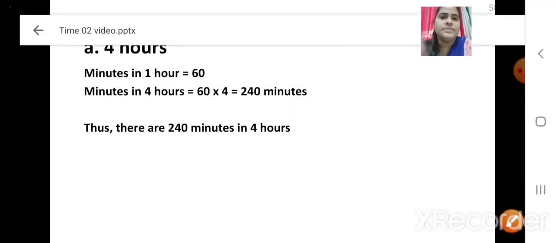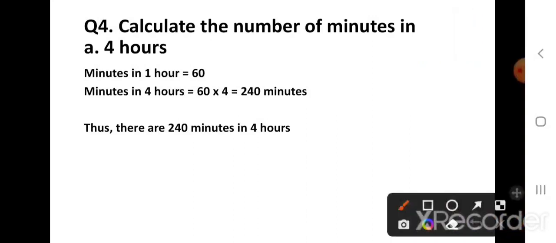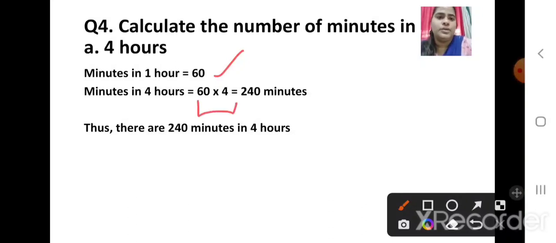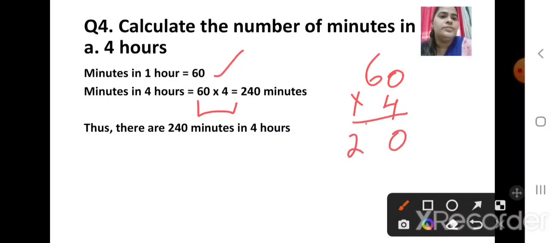Let us see the steps. See, how will we write? Minutes in 1 hour is equal to 60. Minutes in 4 hours is 60 into 4. Okay, you can do the multiplication here. You can make a rough work column. 4 zeros are 0, 4 6s are 24. So it is 240 minutes. Correct? So there are 240 minutes in 4 hours.